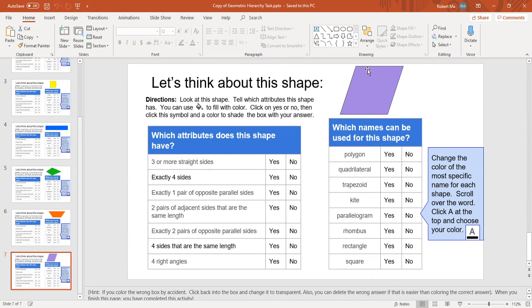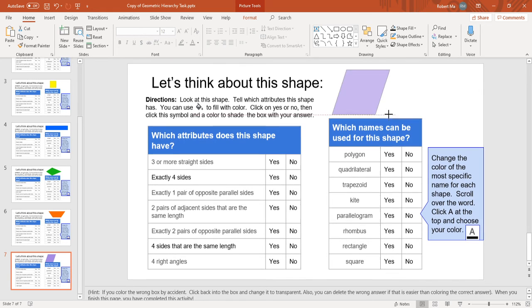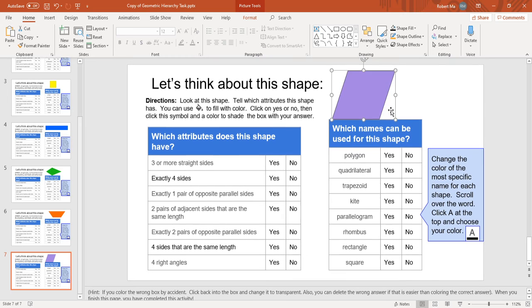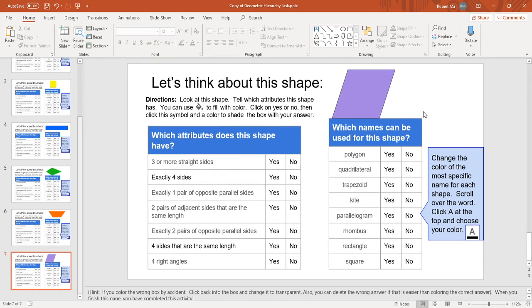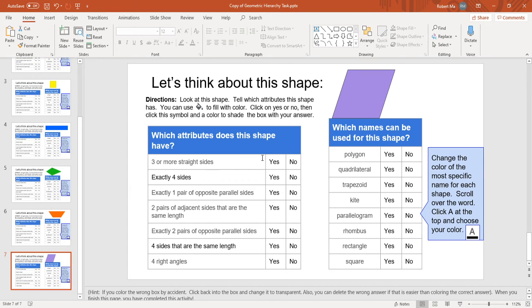So let's look at this one. This is a pretty typical rhombus. Looks like all four sides are the same length, right? Let's see. Yep, looks to be like all four sides are the same length, I think. So that looks to be a rhombus. So let's go through and see what attributes it has.